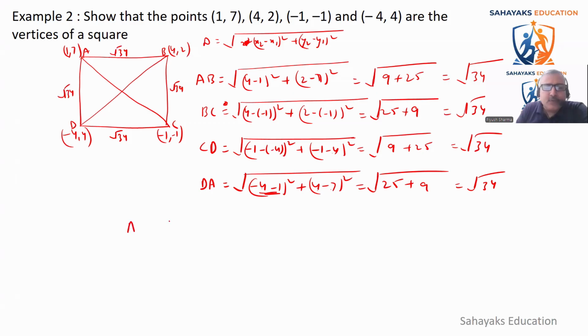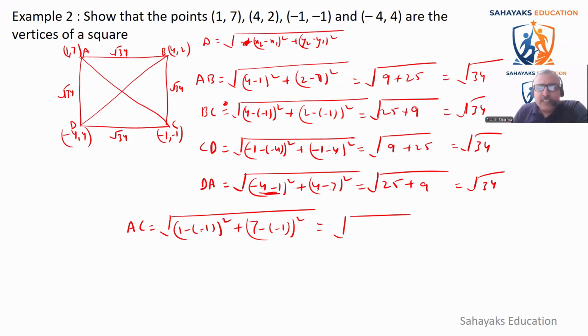AC is equal to the square root of 1 minus minus 1 whole square plus 7 minus minus 1 whole square. So this is 1 plus 1, which is 2. 2 square is 4, plus 7 plus 1 is 8. 8 square is 64. So it becomes square root of 68.